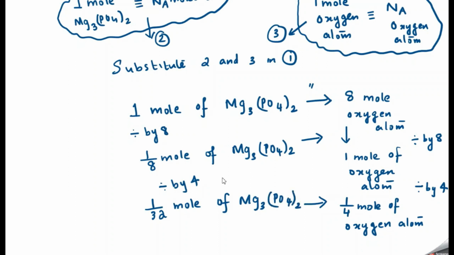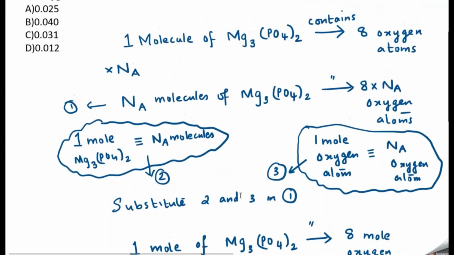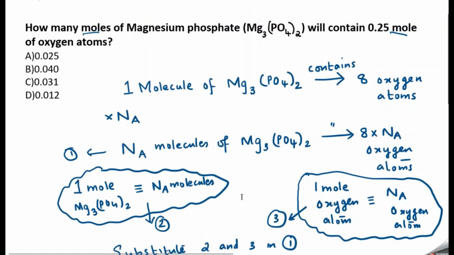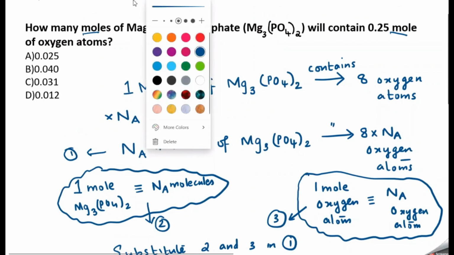So now you read: 0.25 mole of oxygen atom is present in how many moles of magnesium phosphate? 1 by 32 mole of magnesium phosphate. But if you see here 1 by 32, is that given in the options? No. So that means we need to do a calculation. So I will change the color for your understanding.